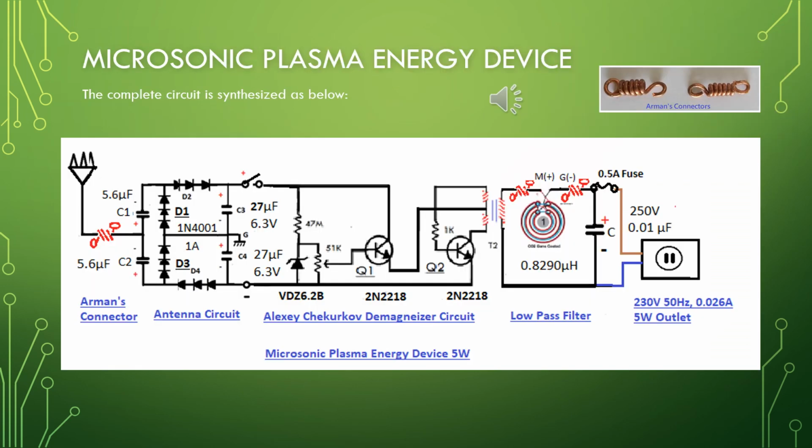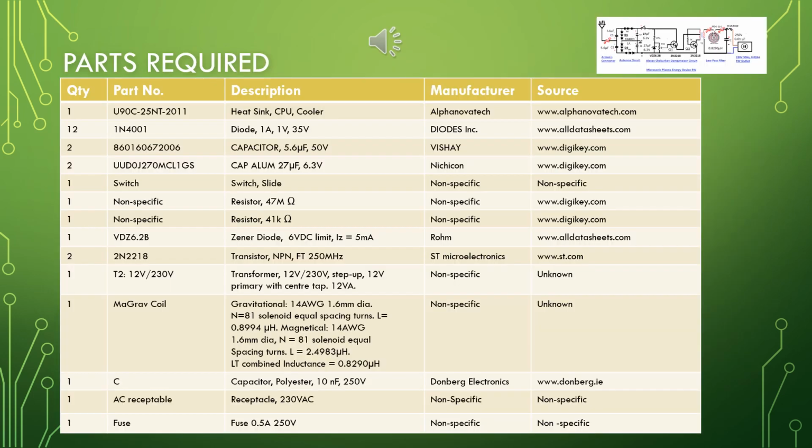Microsonic Plasma Energy Device. The complete circuit is synthesized as below. Microsonic Plasma Energy Device 5 watt. Parts required. Quantity. Part number. Description. Manufacturer. Source. 1 U90C-25NT-2011 Heatsink CPU cooler. Manufacturer AlphaNovaTech. Source www.alphanovatech.com.